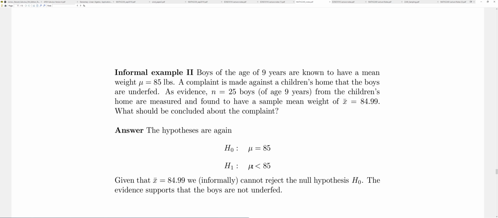And if there's no evidence to support H1, according to the complaint that you're looking at, that the boys are underfed, which is represented by this H1 over here, that complaint doesn't have validity. It's not true, because the evidence is supporting that mu is actually equal to 85. So in this situation, in terms of hypothesis testing, what we say is that we cannot reject H0. Informally, you're saying that H0 is true, but you don't really want to state it like that. How you state it is that you cannot reject H0.